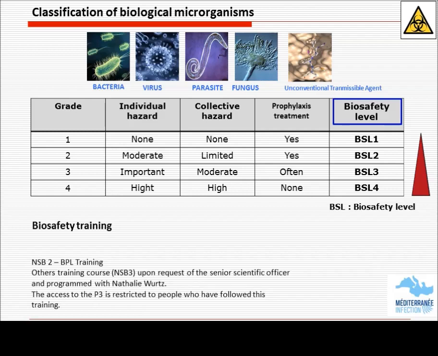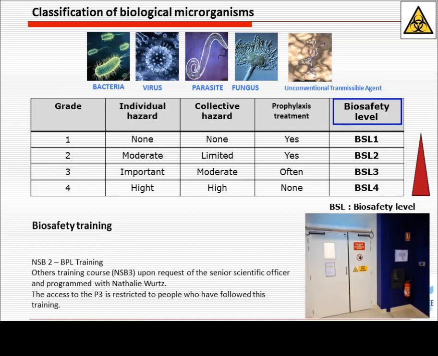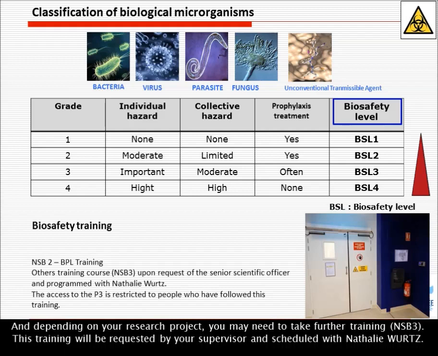Here, you will have to work with biological agents, so you will be invited to follow the basic training Biosafety Level 2 and good laboratory practices. And depending on your research project, you may need to take further training, Biosafety Level 3. This training will be requested by your supervisor and scheduled with Natalie Wirtz.